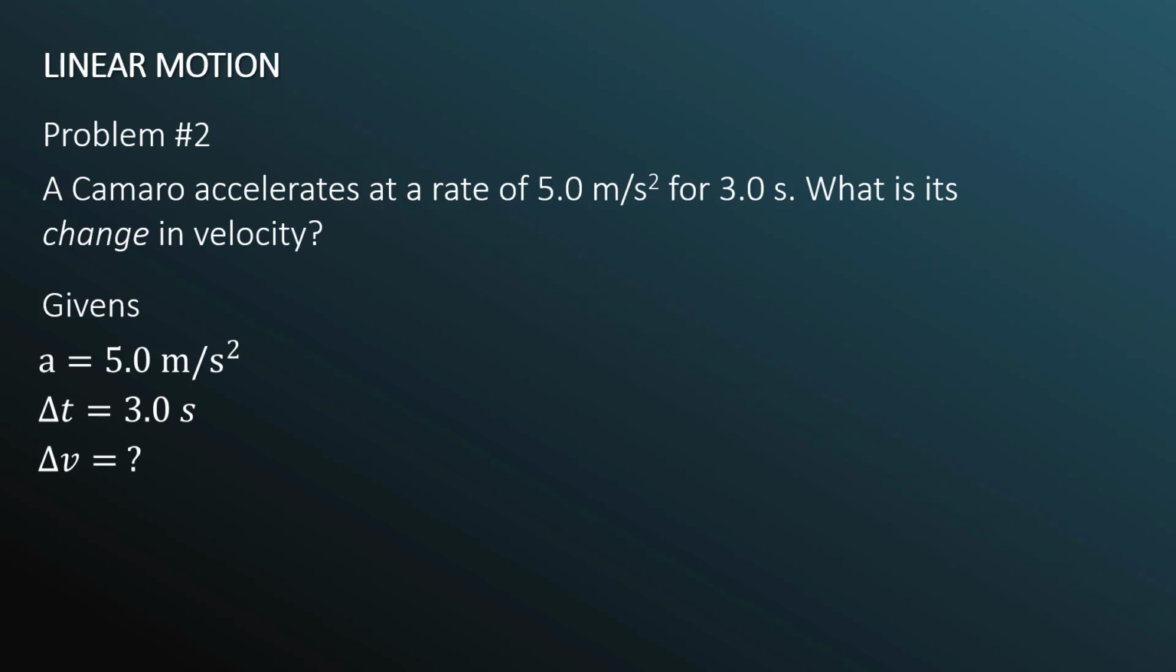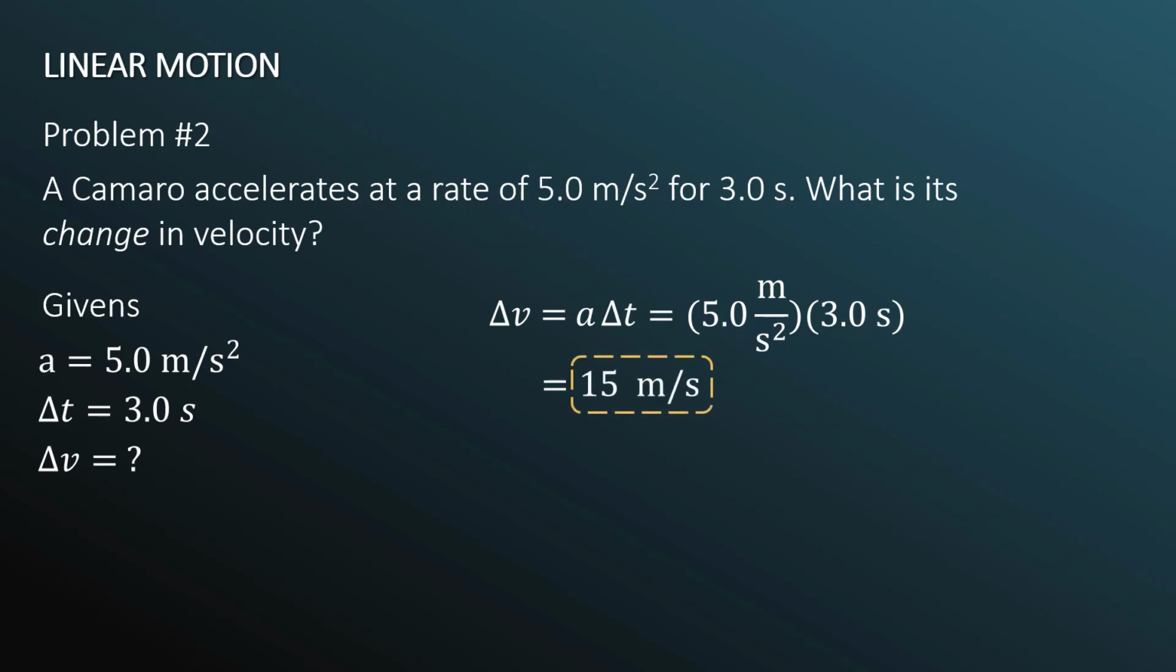Once again, we start with our definition of acceleration. a equals delta v over delta t. Now, we need to multiply both sides by delta t because our goal is to isolate delta v. Now we have delta v isolated on the right-hand side, but conventionally we put it on the left-hand side. So we simply switch that around, and then we plug in our values for a and for delta t, multiply that out, and get a value of 15 meters per second.